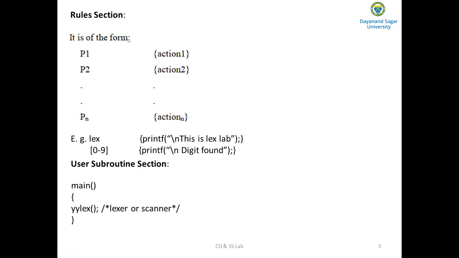Then the rule section. The rule section is a sequence of rules of the form: pattern 1, action 1, pattern 2, action 2, and so on up to pattern n and action n. That means each rule is made up of two parts. Each line is a rule. It is made up of a pattern and an action, separated by at least one white space.